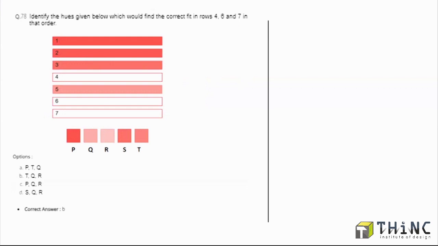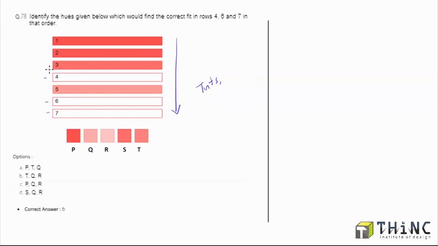Identify the hue given below which would be the correct fit in rows 4, 6 and 7. If you look at the image, you can see they are all different tints of the color red, and the value is increasing as you go down. The brightness, or the whiteness of the color, is actually decreasing as you go down. So you should be able to figure out which colors suit here.